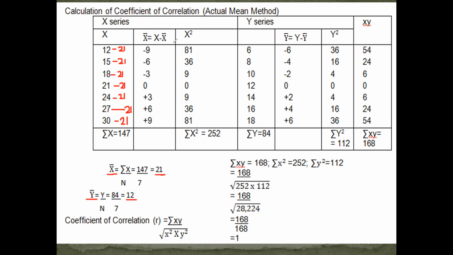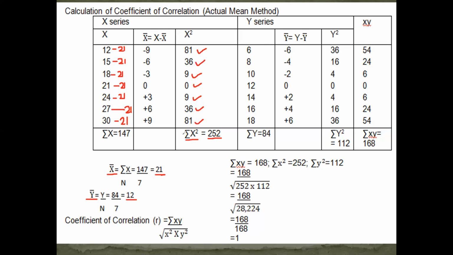And then finally in the next, third column, we are going to take the summation of x square. So 9 square is 81, 6 square is 36, 3 square 9, 0, 3 square 9, 6 square 36 and 9 square 81, and summation x square is 252. Similar steps we are going to follow for y series also.